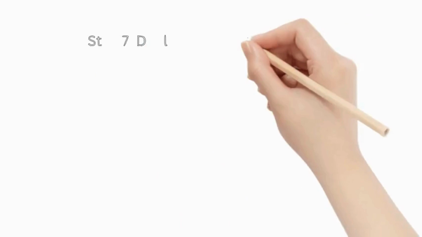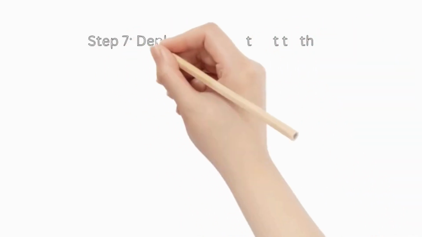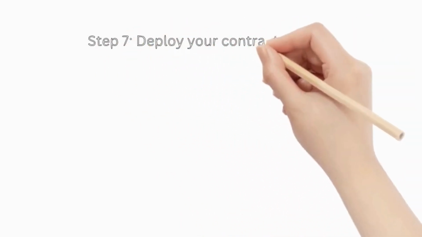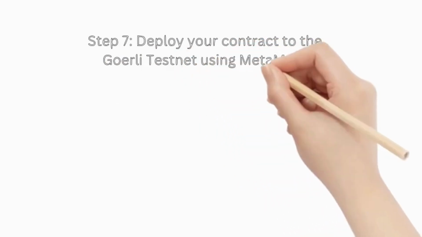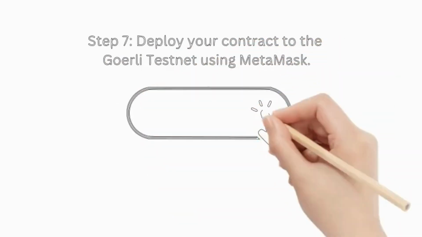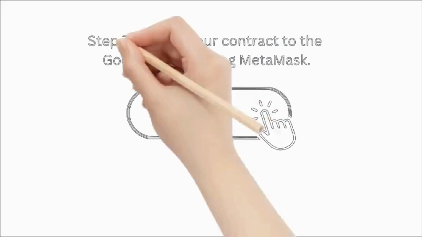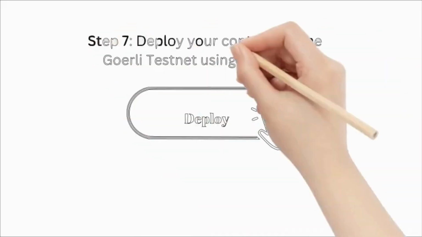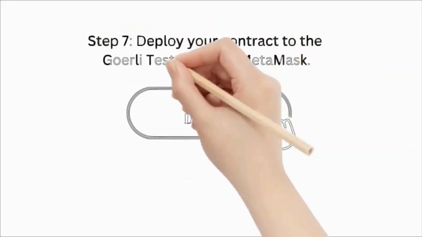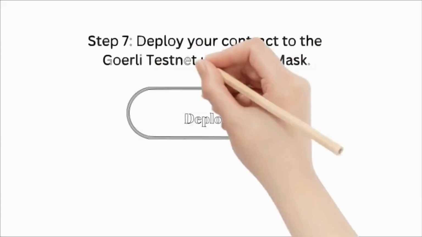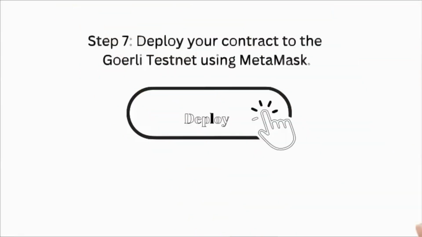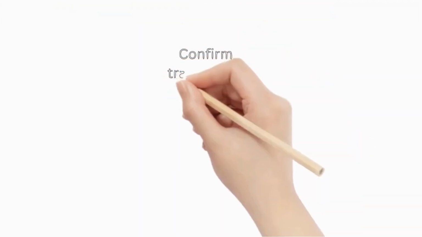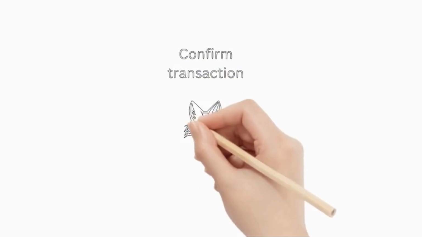Now that our contract works, let's deploy it to the Ethereum testnet. This is like a practice version of the Ethereum blockchain where you can test things without spending real money. First, switch your MetaMask wallet to the Goerli Testnet. Then, head over to a faucet to get some free Goerli ETH. This will cover the gas fees for deploying your contract. Back in Remix, change the environment to Injected Provider to connect to MetaMask. Then, deploy your contract. You'll see a pop-up in MetaMask asking you to confirm the transaction. Once it's confirmed, your contract is live on the testnet.